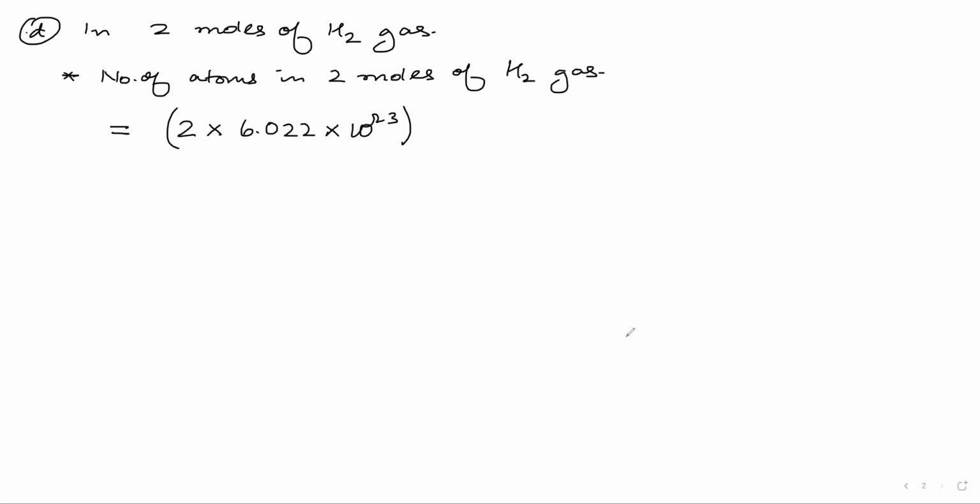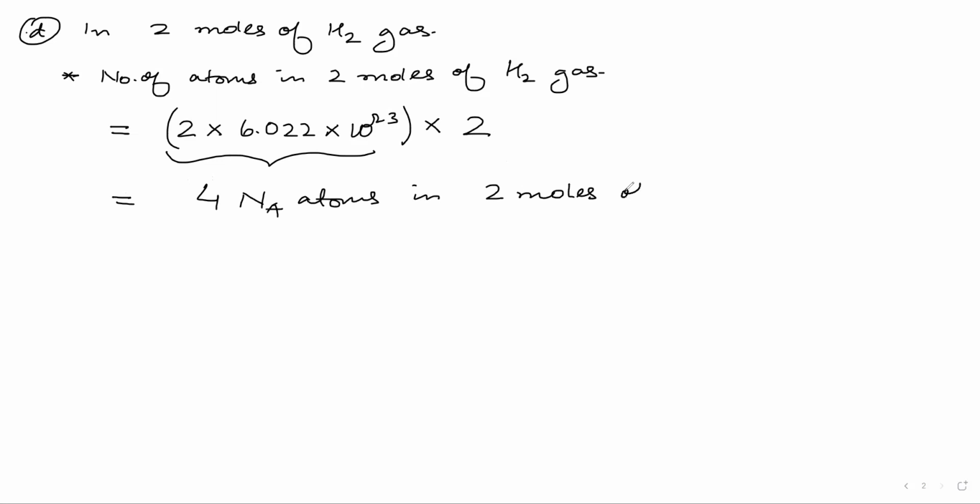Yes, sir. So here we have written regarding 2 moles. This is the number of molecules. This is H2. There are 2 moles of H2. And for the number of atoms in 2 moles of H2, just multiply this by 2. You're following me, right? Now for atoms, we need to multiply it by 2 because there are 2 atoms in one molecule of H2. So this will be 4 Na atoms in 2 moles of H2. Correct?